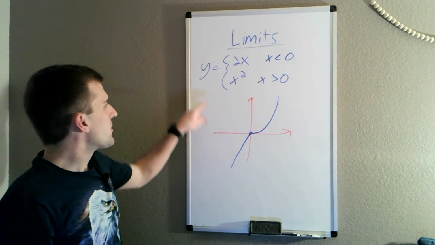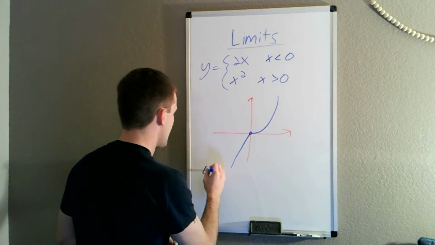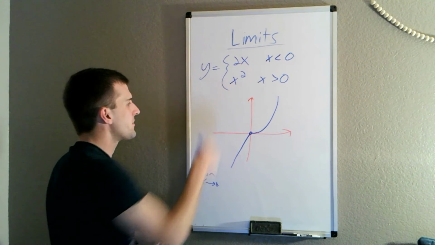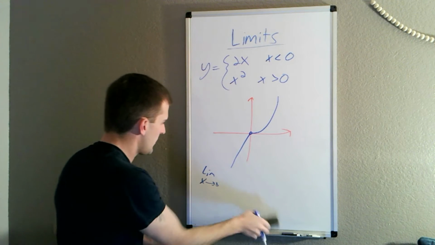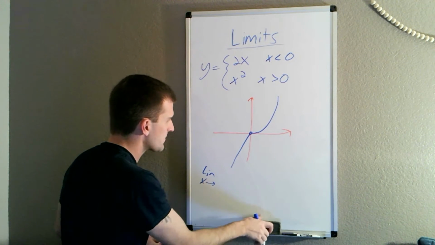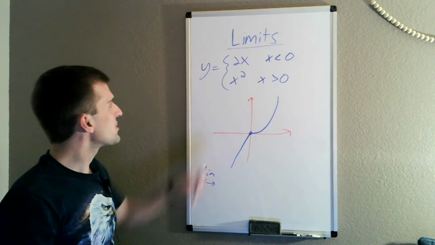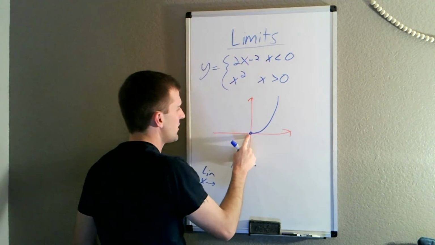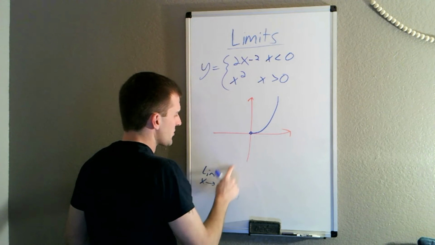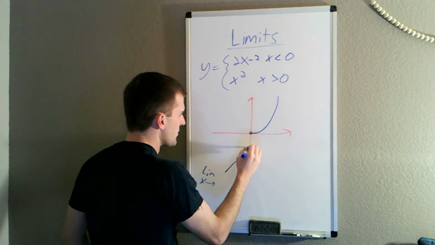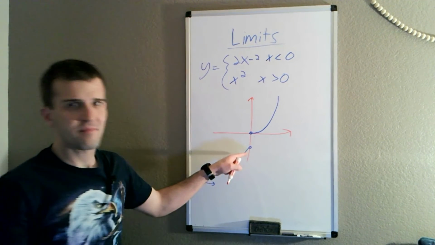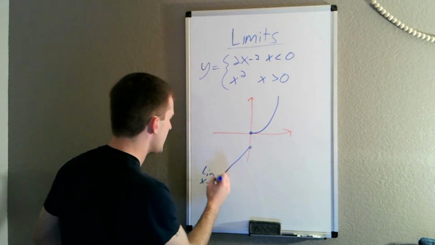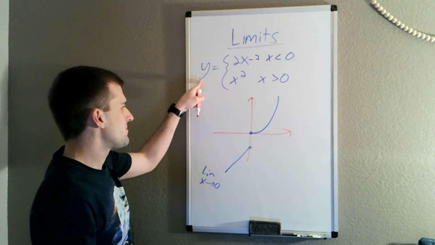Now, what is the limit when x approaches 0 of this function y? Actually, I'm going to change this. Instead of 2x, we'll say 2x minus 2. So this will actually bring the limit down a little bit so it does not go to the same spot. All right, so now we have the limit as x approaches 0 of y.